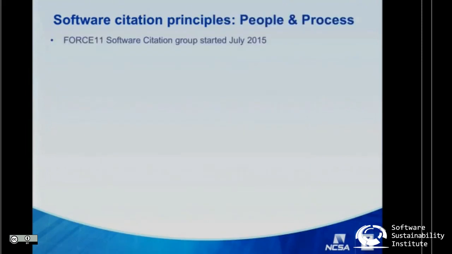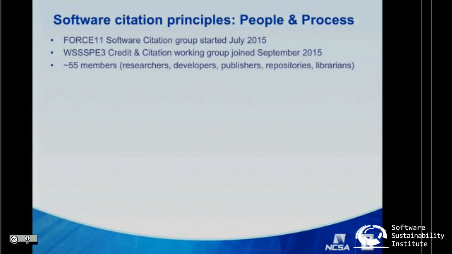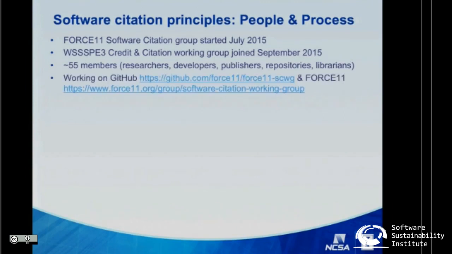Okay, so in July, Force 11 started the Software Citation Working Group that Arvind Smith and I were co-leading. Arvind was at GitHub at that time. In the WSSPE 3 meeting that was in September, Kyle Niemeyer and I were leading a credit and citation working group, and we realized that these really were overlapping groups, and we brought the two groups together and we ended up with about 55 people in the combined group. We did everything on GitHub primarily and used Force 11 as a mailing list.